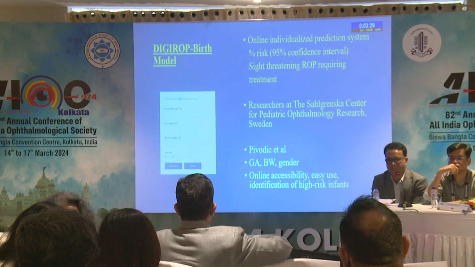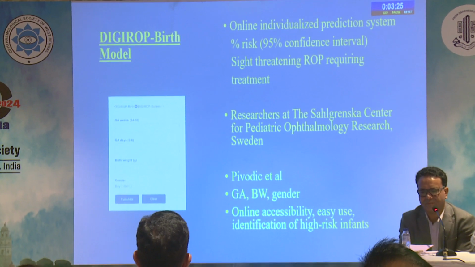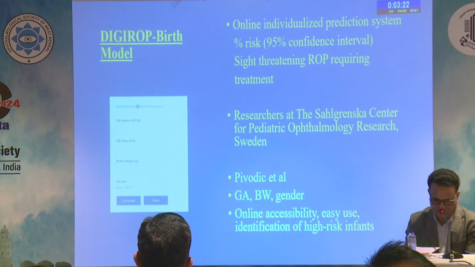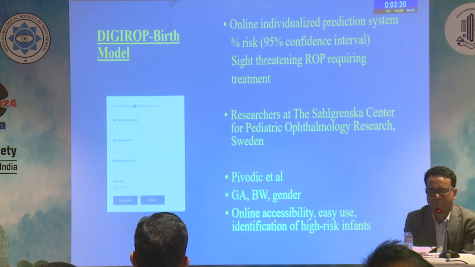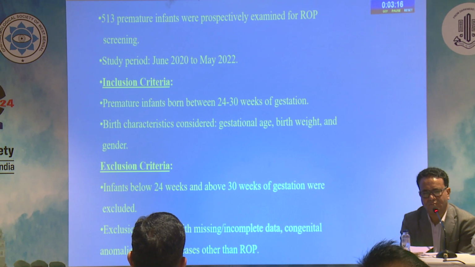A study has already been done previously by Pivodic et al., and they used the risk factors, namely gestational age, birth weight, and gender, male or female. It is an online accessible calculator; anybody can access it online. 513 premature infants were prospectively examined. The study period was between June 2020 and May 2022.